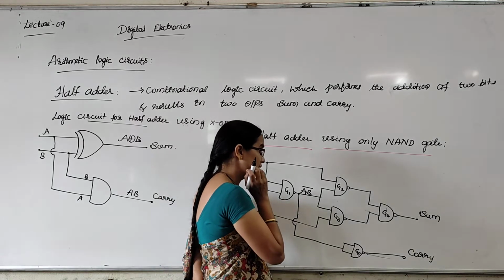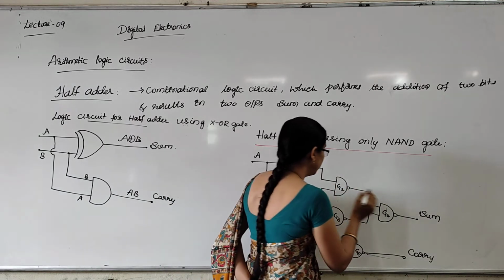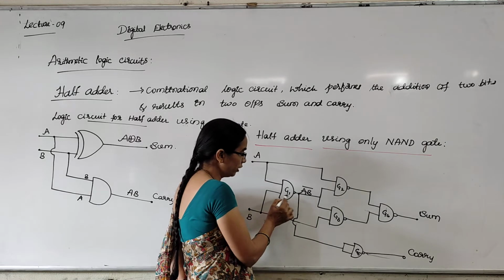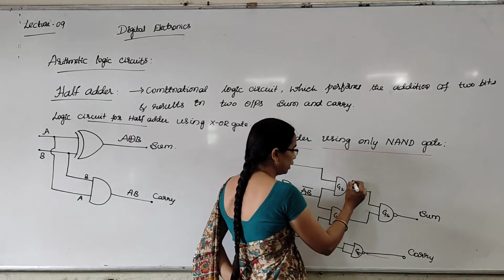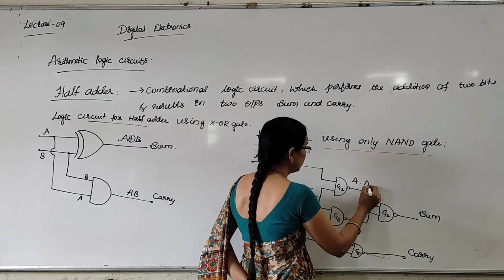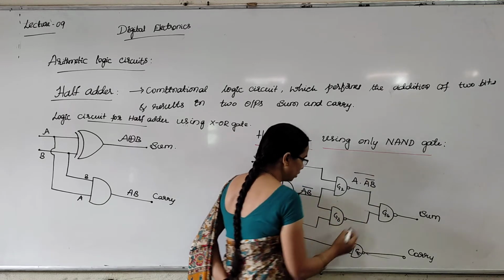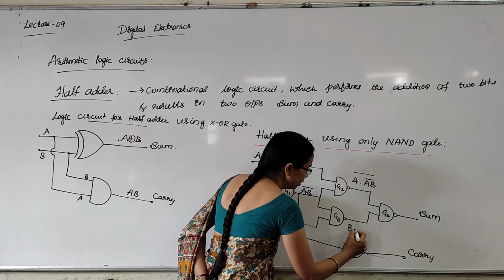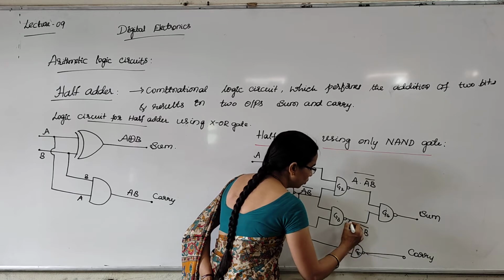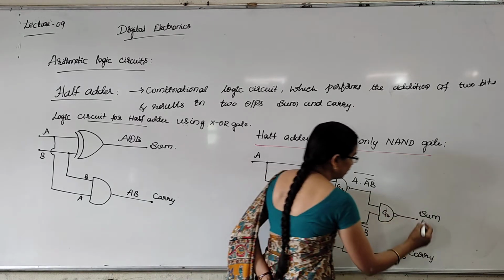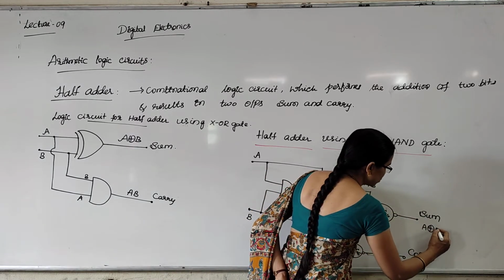So here, the output of gate 1 is AB bar, the output of gate 2 is A into AB bar whole bar, and the output of gate 3 is B into AB bar whole bar, and the final output we will get as A XOR B.